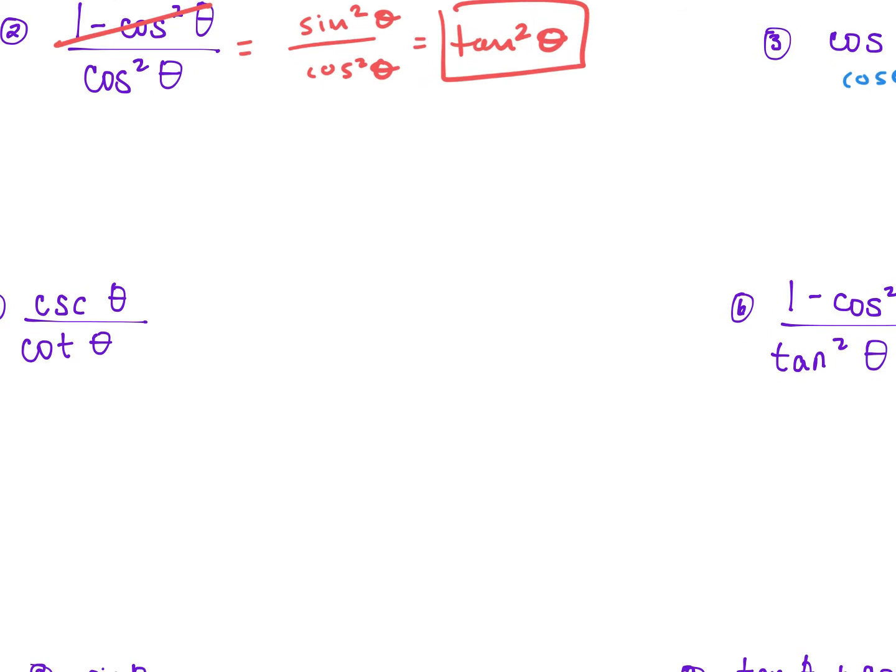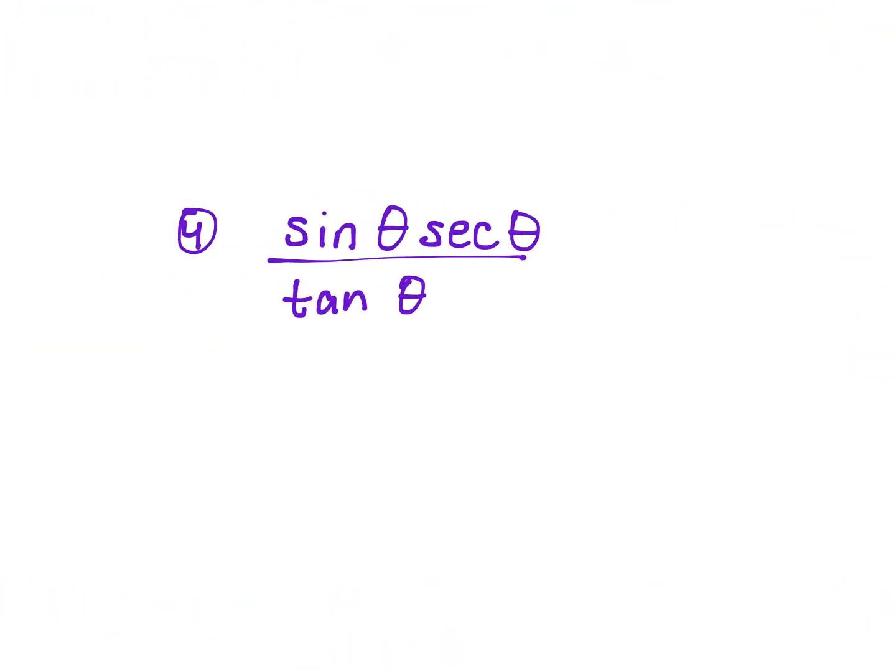All right, number 4. What should I do first? Separate them? Yeah, like do sine over tangent and secant over 1. I could do that. Sine theta over tangent times secant over 1. What should I do next?